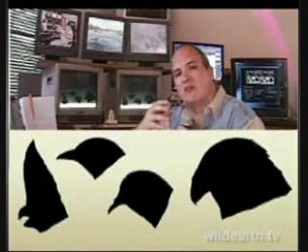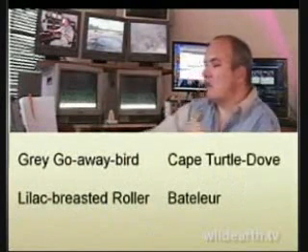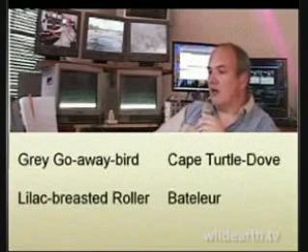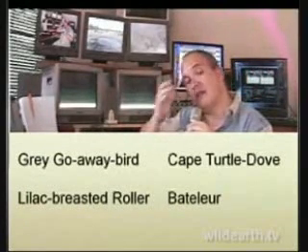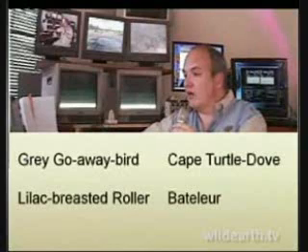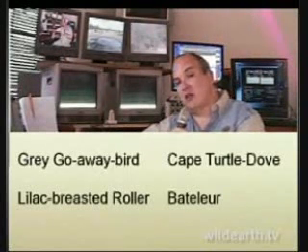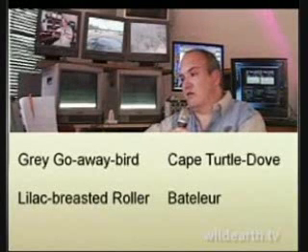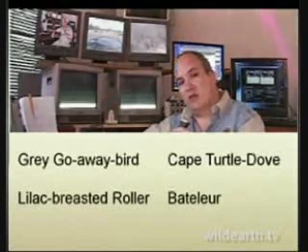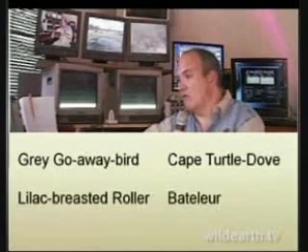grouped as a group of birds because they have a lot of similar behaviors. Each species will still have a little different one, but you can tell a lot about a bird already by knowing its family. So the 4 birds that we're gonna use as an example and tell you a little bit more about are the grey go-away bird, the Cape turtle dove, the lilac-breasted roller, and the bateleur. Those are actually also the birds that we were shown the silhouettes of.